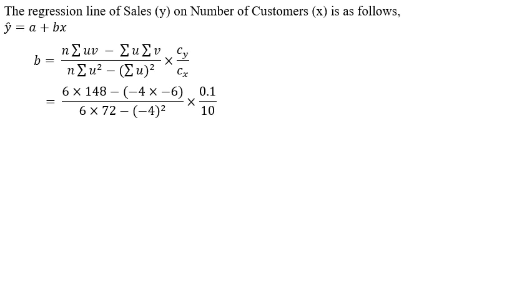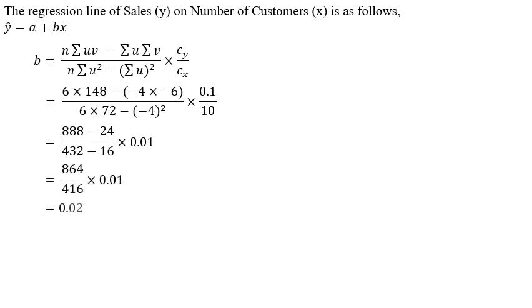Notice that the u and v column totals are in negatives, so we are getting negative 4 and negative 6. So there are 3 negative values, so 3 negative stays negative as it is. In the division, negative 4 square becomes positive, and it has a negative sign ahead of it, so negative positive makes it a negative, so it is negative as it is. 0.1 divided by 10 I have done, that makes it 0.01. So when you subtract these values and then you multiply these values, you will get B as 0.02.